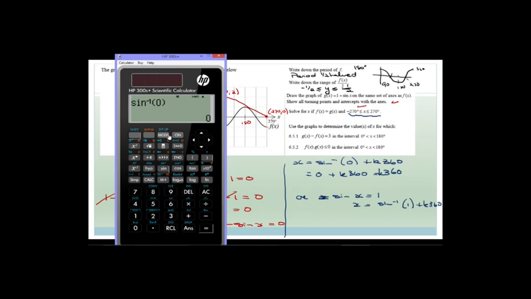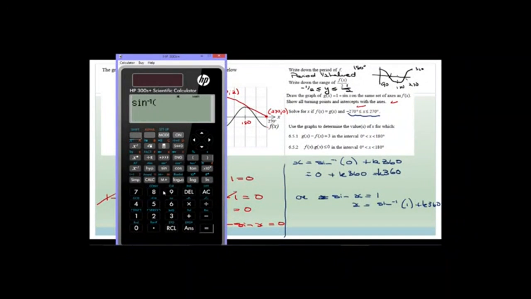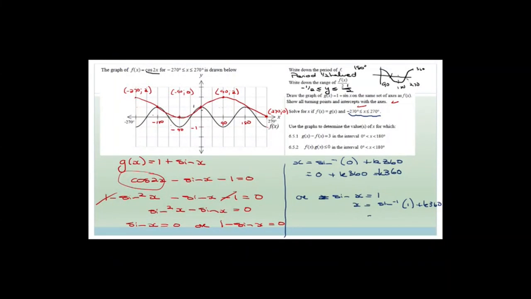I haven't finished, don't worry. I know about the intervals. Or it is going to be shift sine of 1, close bracket, equals 90. It's equal to 90 plus k360. So obviously the only answer here that we're going to get is x equals 0 within the bracket from minus 270 to 270. Yeah, x is equal to 90 is within the 270. So we've got, but we need to find another one.